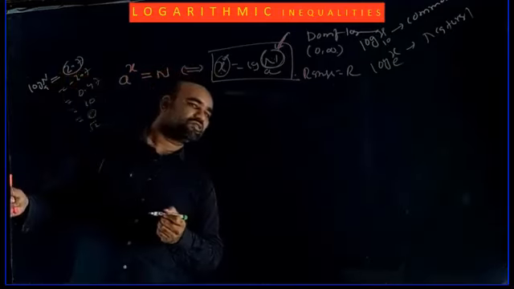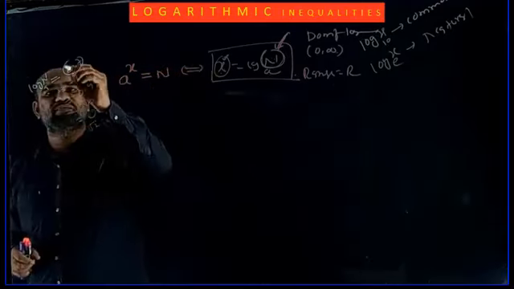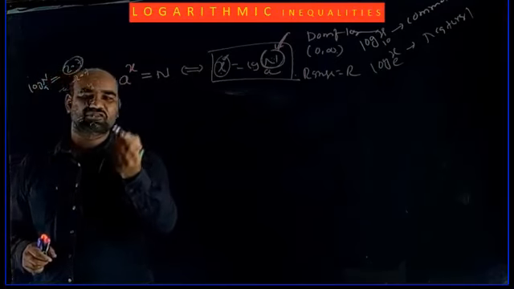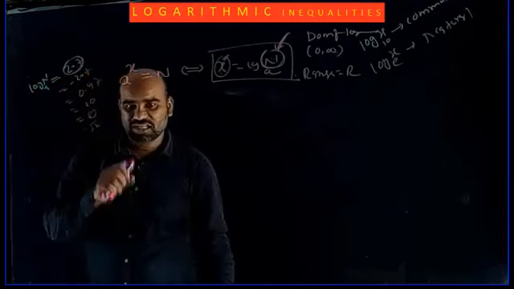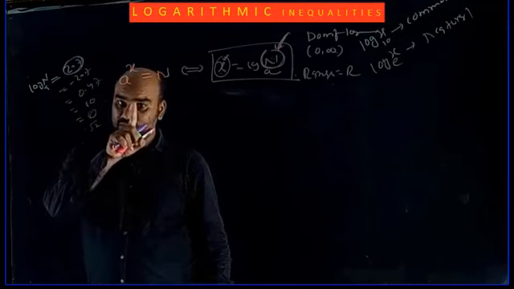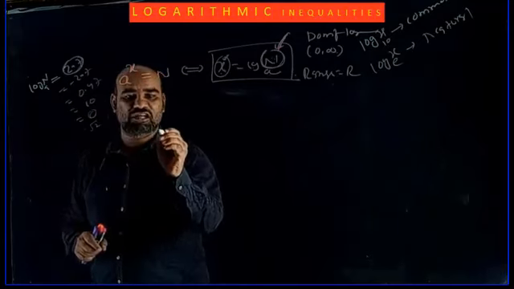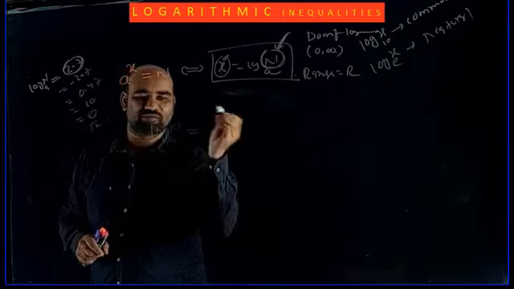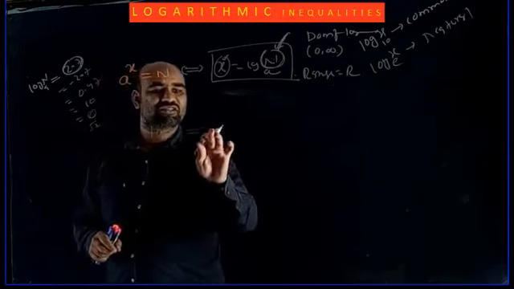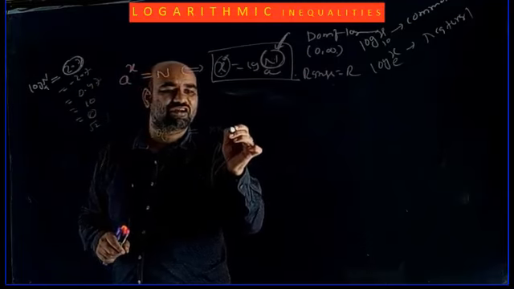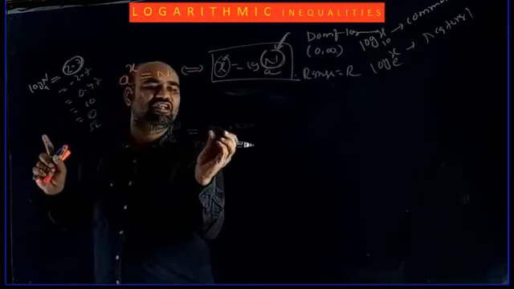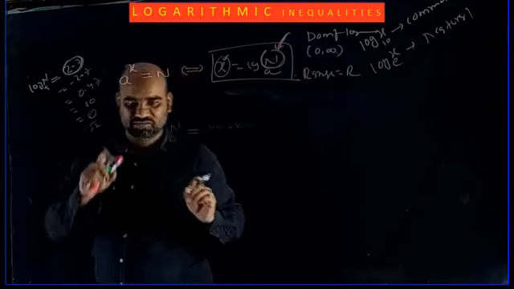Okay, students, here observe that x may be any real number: 2.7, minus 2.7, 0.47, 10, 0, root 2, anything. x is any real number. Important. Logarithm of n to the base a equal to any real number means xx.xxx. This is the integral part, this is the decimal part.